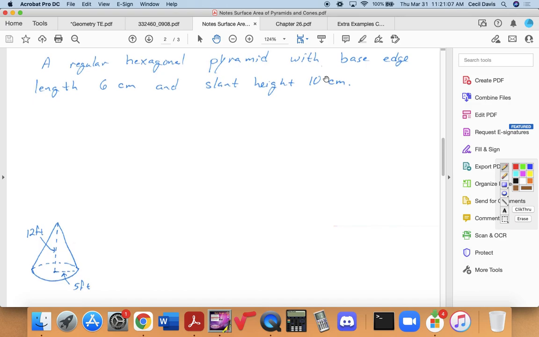A regular hexagonal pyramid with base edge length 6 centimeters and slant height 10 centimeters. All right, so again, I will start with the base. It's a hexagon.